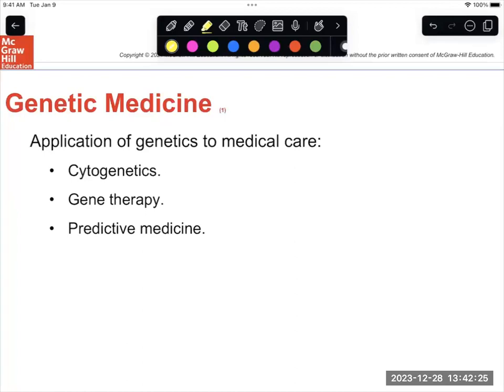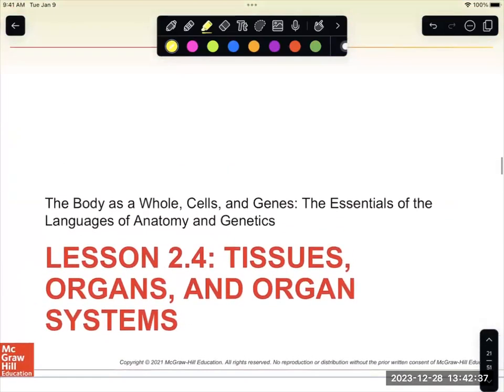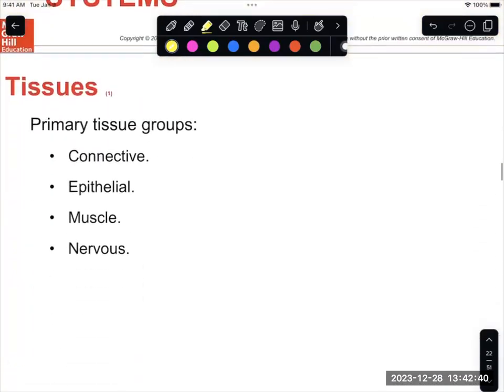Predictive medicine looks at the probability of a disease and allows preventative measures to be taken. Tissues, organs, and organ systems. So there are 4 primary tissue groups within the body. We have connective tissue. This connective tissue binds, supports, and protects. Different examples of connective tissue would be blood, bone, cartilage, and fat.